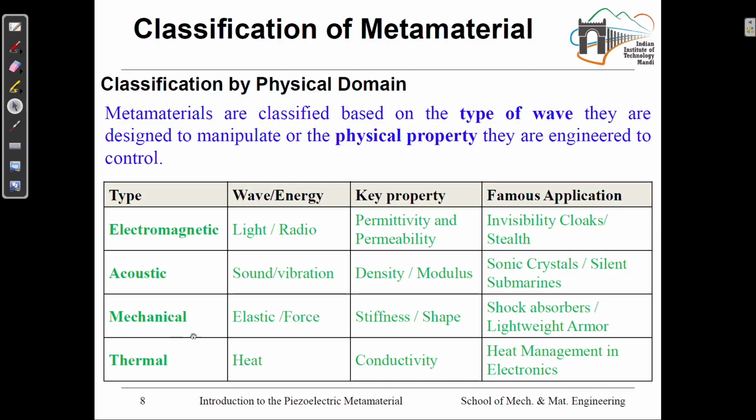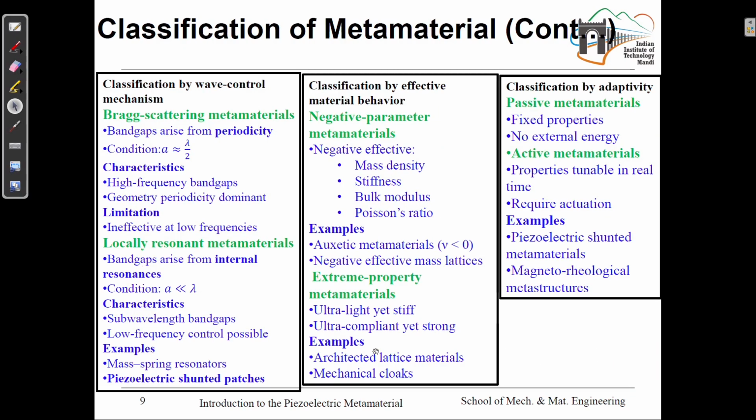In the mechanical domain, we have elastic waves, and we are interested in determining stiffness, or other mechanical properties. Then the thermal domain, with heat waves, where we are interested in, for example, conductivity and so on. So that is only one way of classifying metamaterials. We have other bases as well, for example, classification by wave control mechanism.